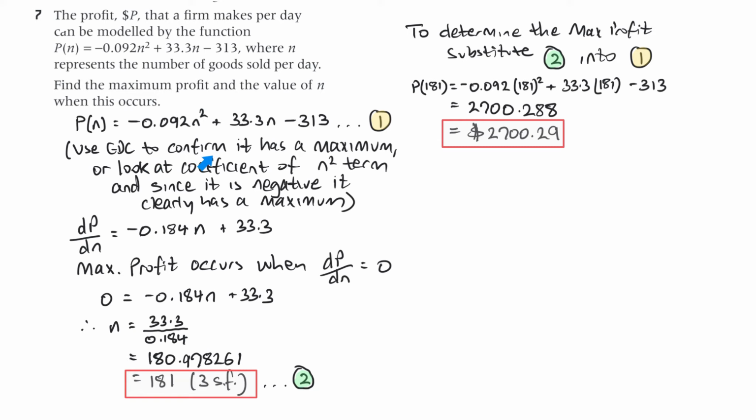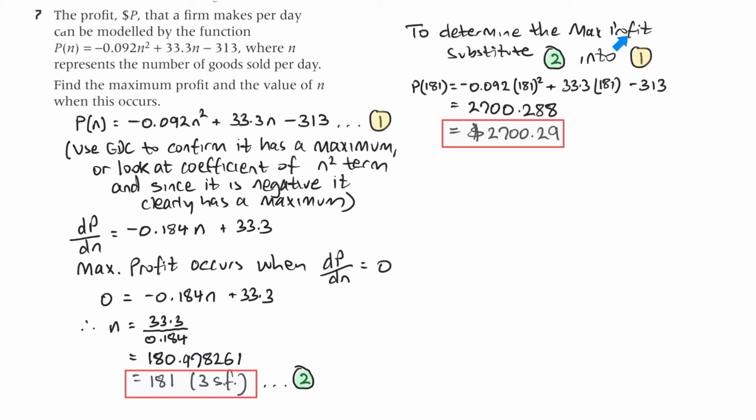Use the GDC to confirm it has a maximum, or look at the coefficient of the N squared term. And since it is negative, it clearly has a maximum. So we know it is a maximum. dP/dN is this. I've taken the derivative of that. The maximum profit occurs when dP/dN equals 0. 0 equals that. Therefore, N equals 180.978261, which is very close to 181. And it's the number of goods, has to be an integer, so we take 181.